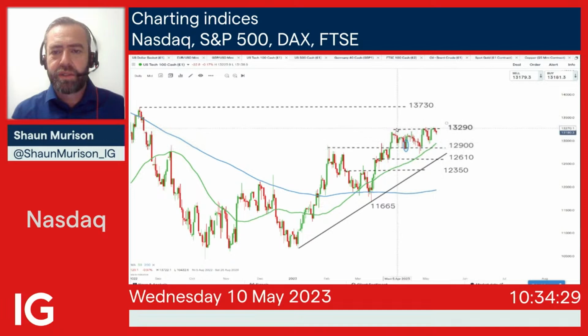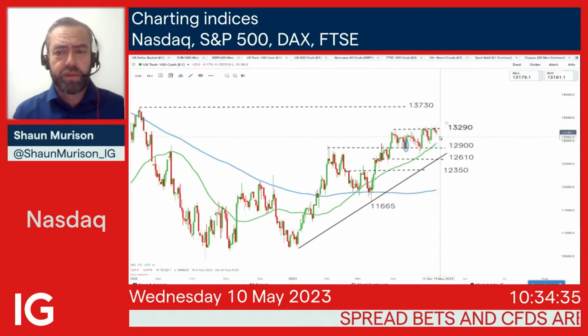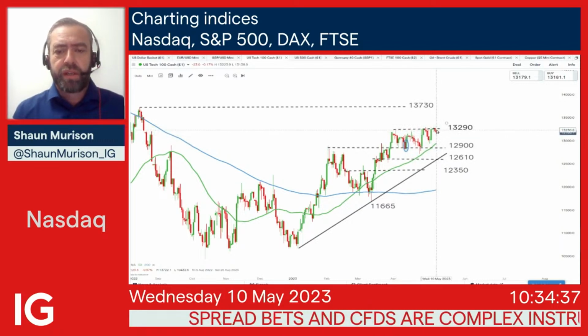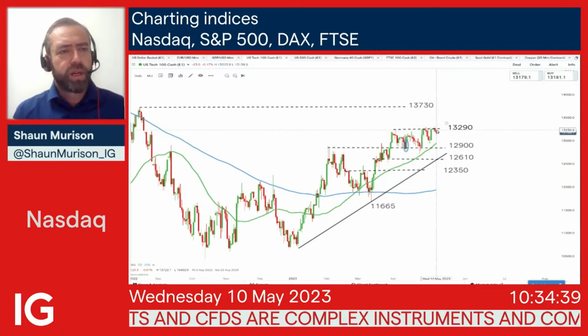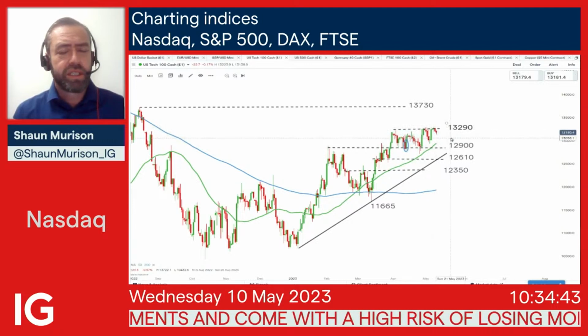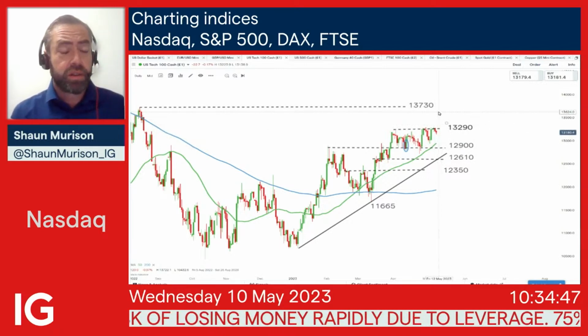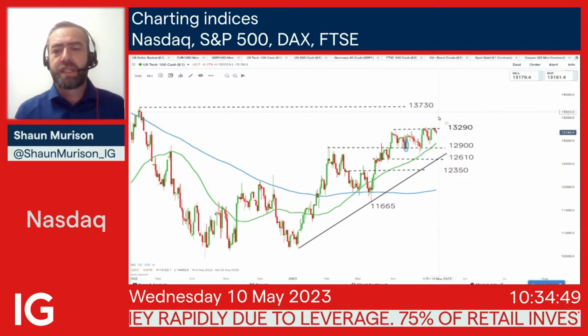Now we have been testing this resistance level that we've labeled here. At the moment, we do look to be reversing off of that level. So again, with that trend, we're looking to keep a long bias. Long entries considered on a break above resistance at 13,290, which is what we see acting as resistance right now, in which case we start targeting a move towards 13,750.